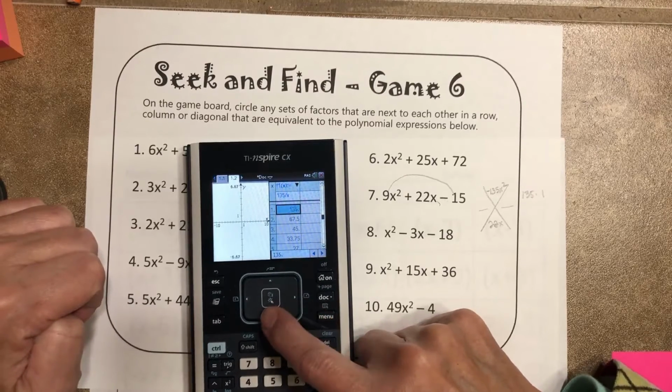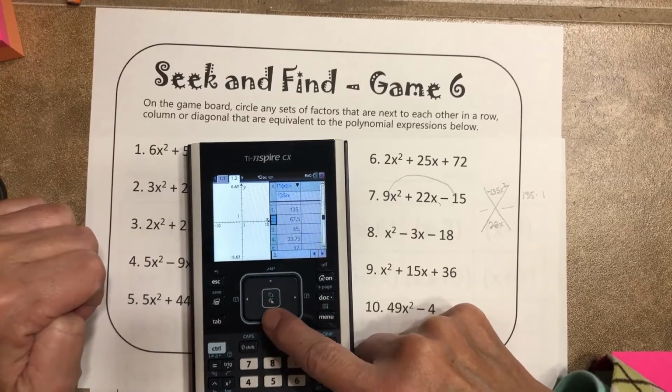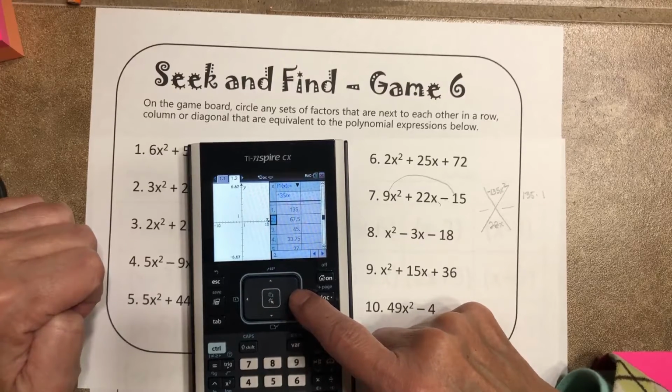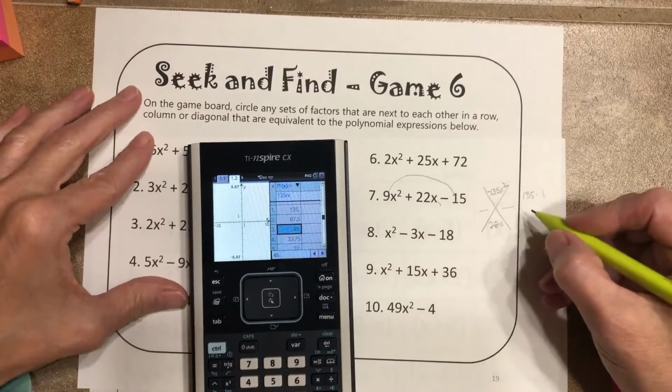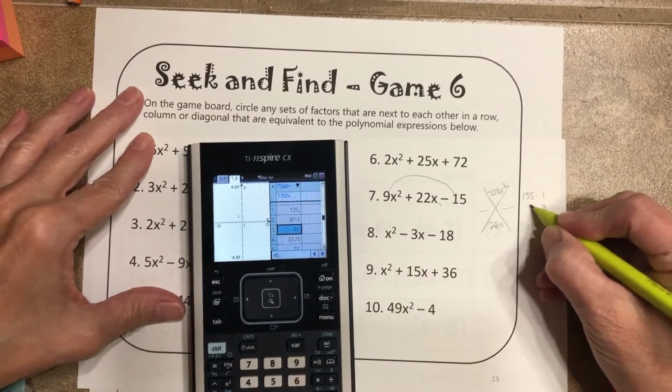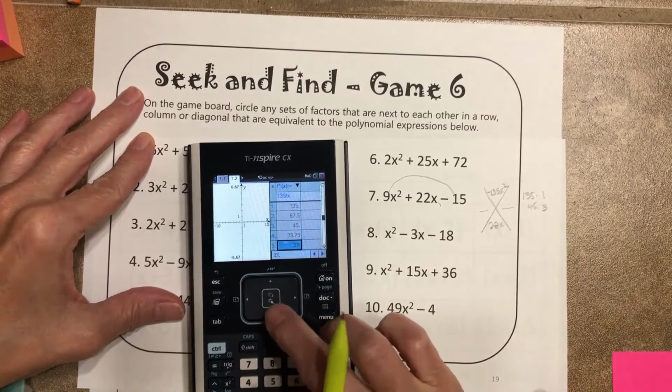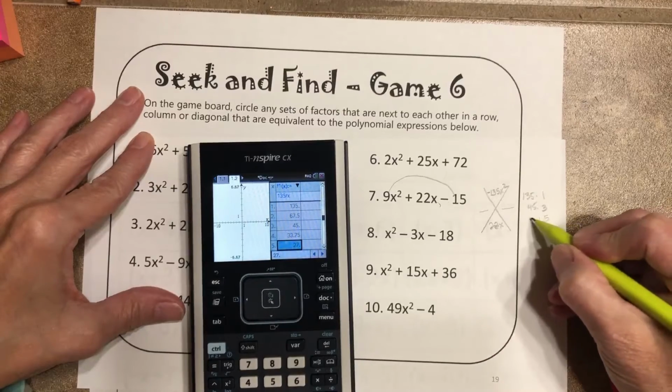So we are wanting the integers. So 1 times 135, we don't want to use 2 times 67.5. So we're looking for things that are not decimals. So 3 times 45. So I could add that to my list. 3 times 45. And I keep going. 5 times 27.